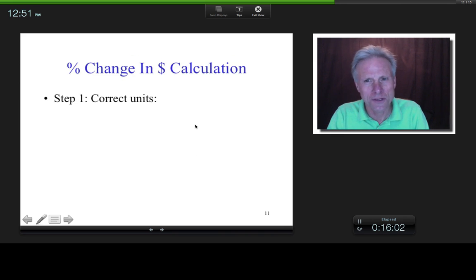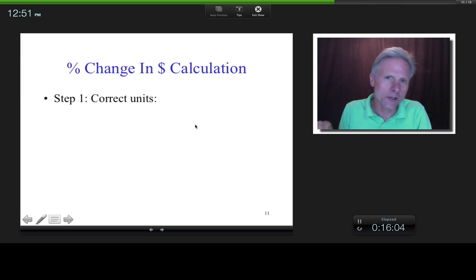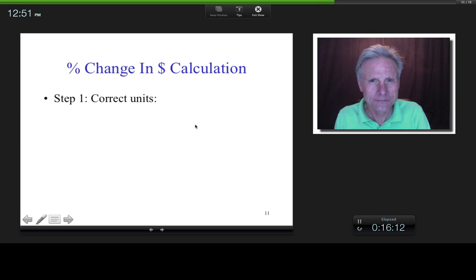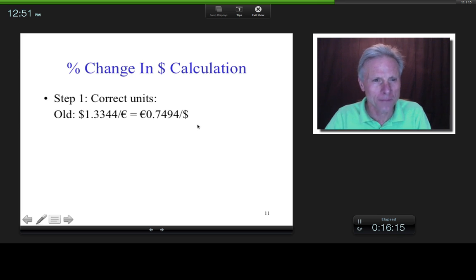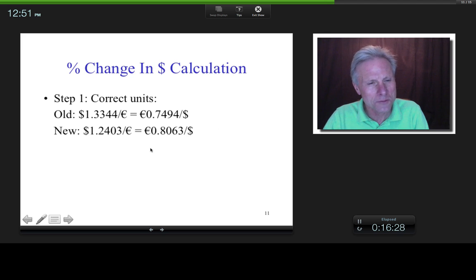So if we look at the correct units, we originally had about $1.33 per euro. What do I have to do to that 1.33 to turn it into euros per dollar? I'll have to take the reciprocal, right? So here's the old, here's the E0. So just do 1 divided by this, and now I get euros per dollar. So about 0.75 euros per dollar. And of course, I have to do the same thing with my E1. So take the reciprocal of this. So 1 divided by 1.24, and I get about 0.80 euros per dollar.